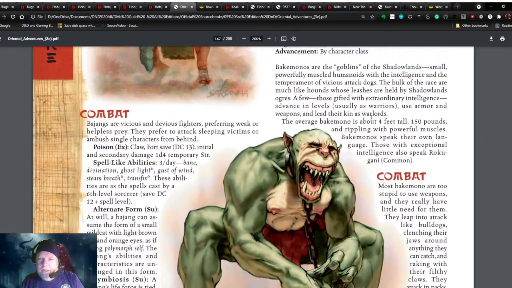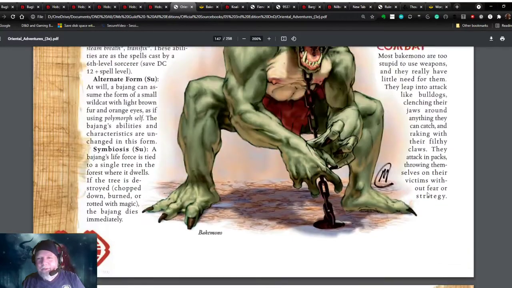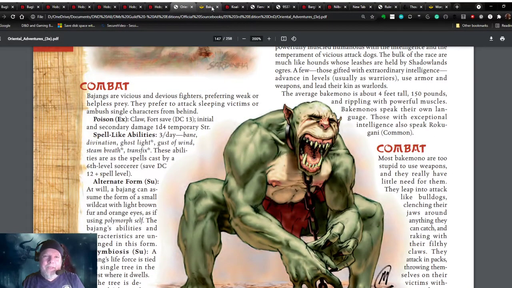So, powerfully muscled humanoids with the intelligence and temperament of vicious attack dogs. Most Bakemono are too stupid to use weapons and really have little need for them. They leap to attack like bulldogs, clenching their jaws around anything they can catch, raking their filthy claws. They attack in packs, throwing themselves on an enemy fearlessly.